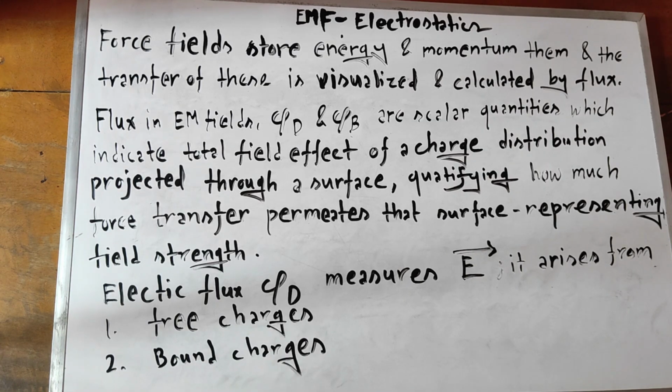Electric flux and magnetic flux are scalar quantities which indicate the total field effect of a charge distribution, whether stationary or dynamic, projected through a surface. So fluxes are always measured by surface integrals over surfaces. In simple terms, a surface of any type. Fluxes quantify how much force transfer permeates through that surface, representing the field strength.